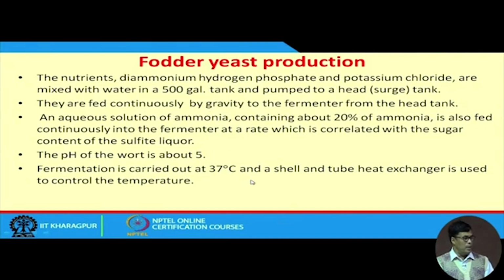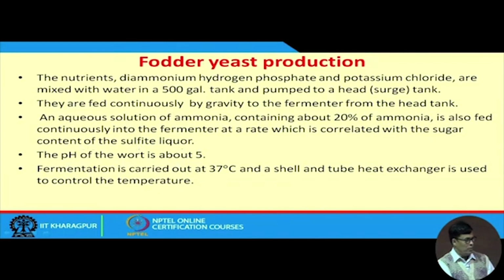The nutrients, disodium hydrogen phosphate and potassium iodide, are mixed with water in a 500-gallon tank and pumped to the head tank, that is the surge tank, because the surge tank is located at a higher level. They are fed continuously by gravity to the fermenter from the head tank. An aqueous solution containing about 20% ammonia is also fed continuously into the fermenter at a rate correlated with the sugar content of the sulfite liquor.